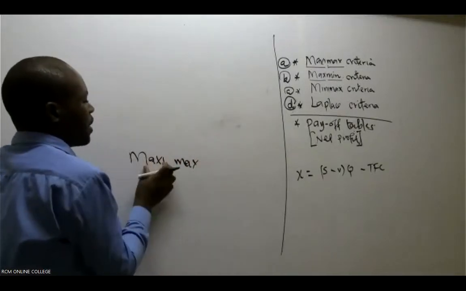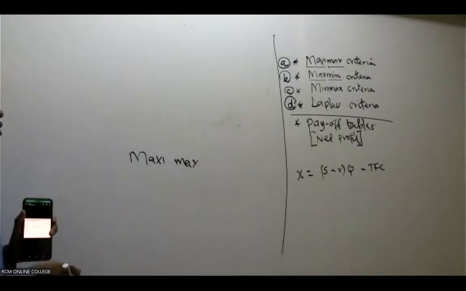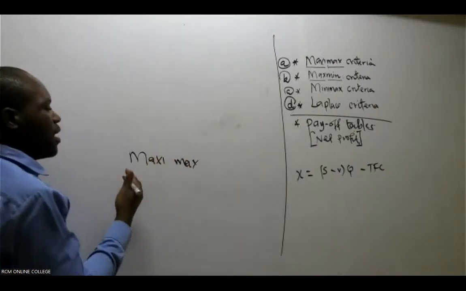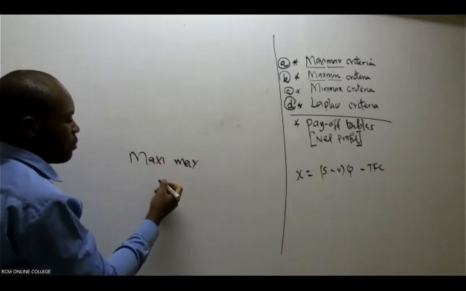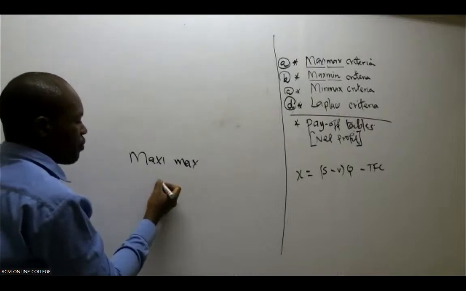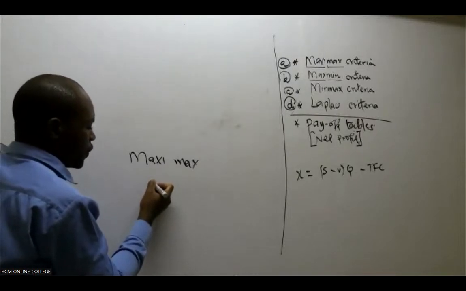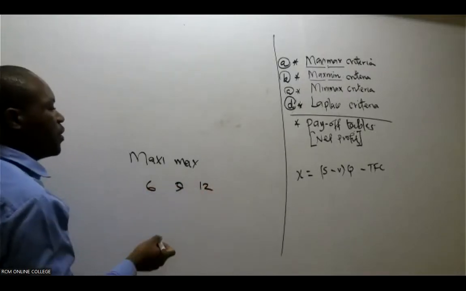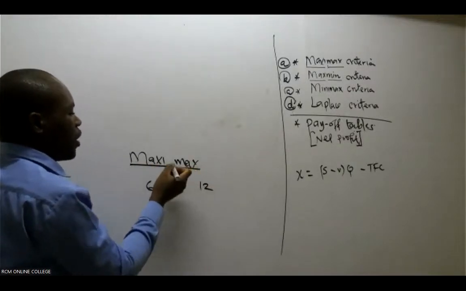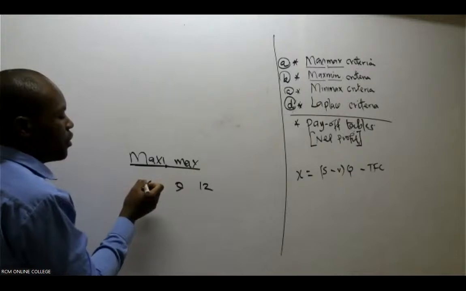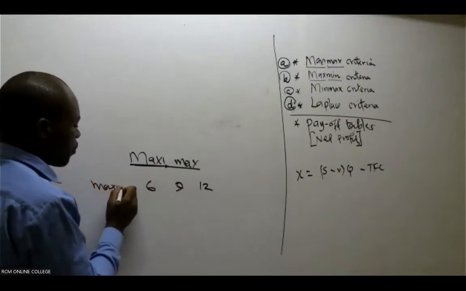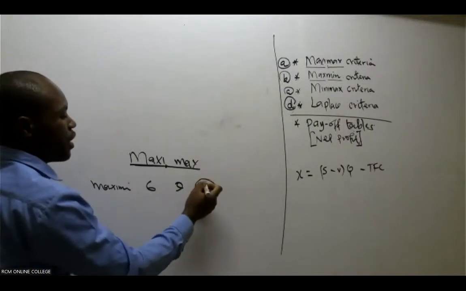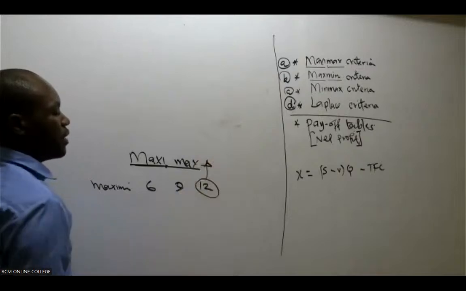And somebody is telling you that you maximize the maximum figures. What do you mean? Let's say when I do my calculation, the maximum figures happen to be in the first selling price under any of the conditions. We have 6, we have 9, we have 12. Those are the maximum figures. When we talk about maximax, we are told that we maximize the maximum. So amongst these maximum figures, which one is the highest? This one here. Therefore, we select whatever is under that 12.